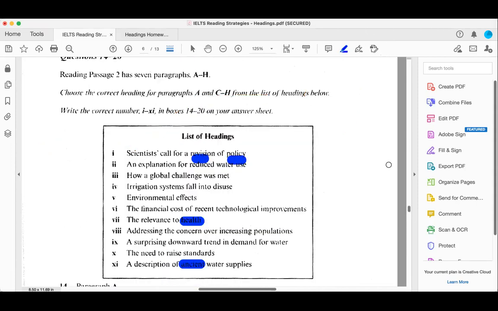So again, the question was asking what explains the demand for water not rising? An explanation for reduced water demand. What explains the demand for water not rising? Does it make sense, guys? Yes. What explains demand for water not rising?